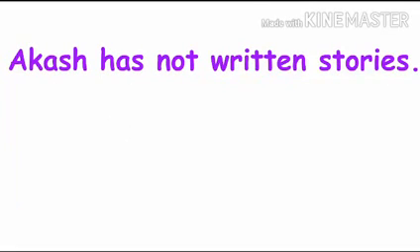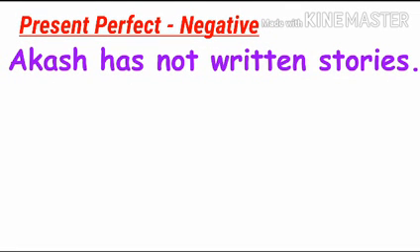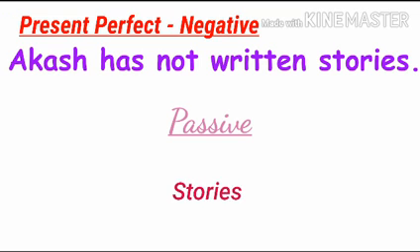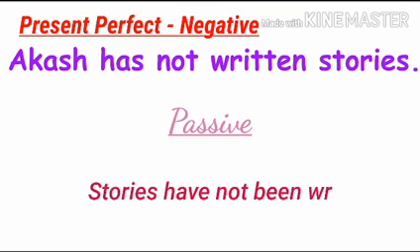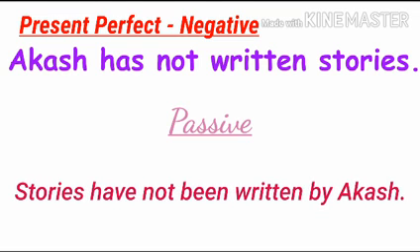Now let's see present perfect tense. Akash has not written stories. Do the interchange. Stories becomes the subject and it is plural, so we have to use a plural verb: Stories have not been written by Akash. In all these three negative sentences, we can see the sentence meaning does not change.